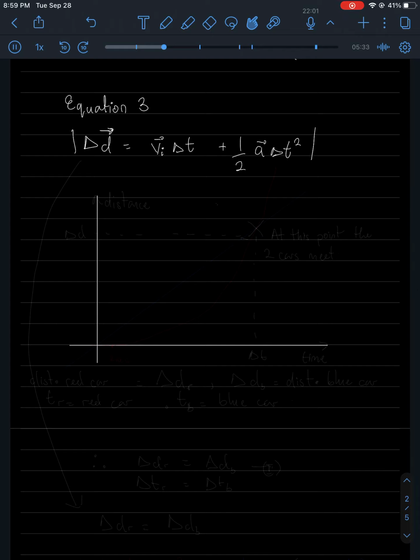the acceleration is 0. So when your acceleration is 0, your distance, this is going to be our distance time plot here. On this axis we have distance, and on this axis we have time. So the blue car, we know it has constant acceleration of 0. So we know its distance time graph is going to be a straight linear expression.